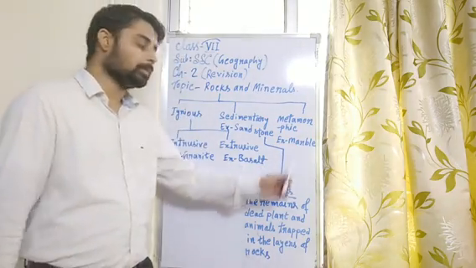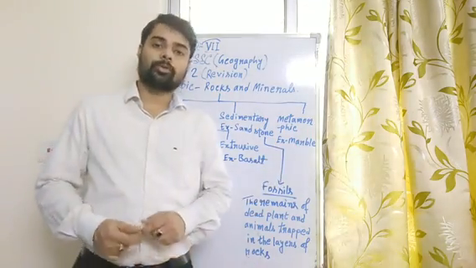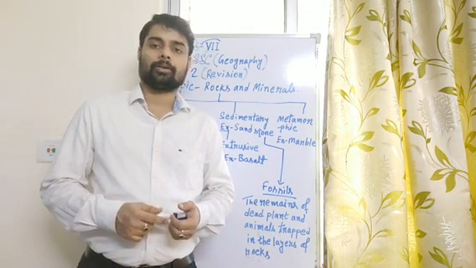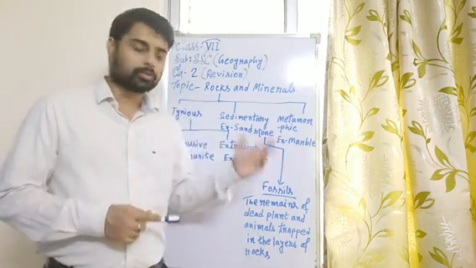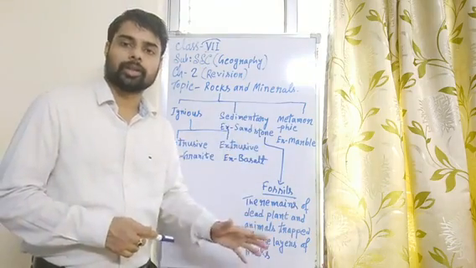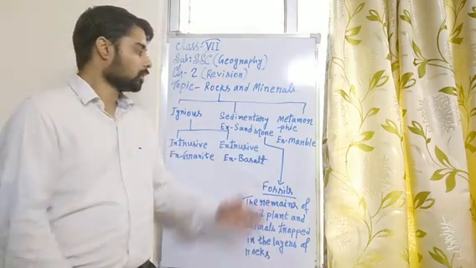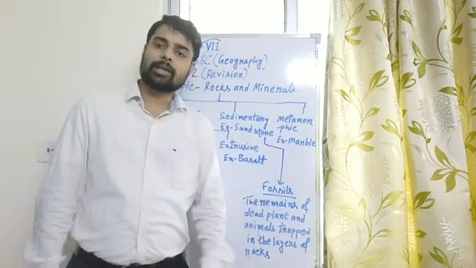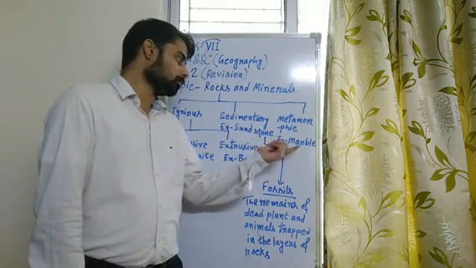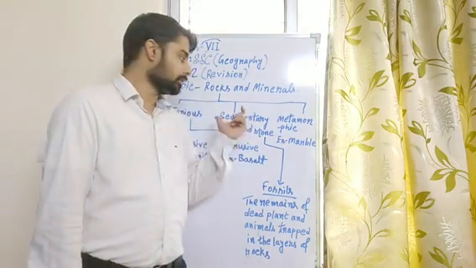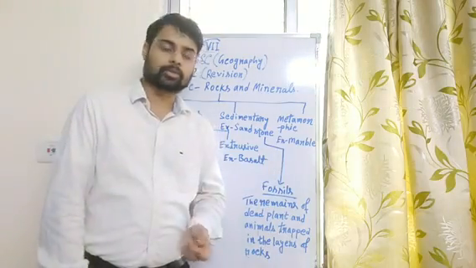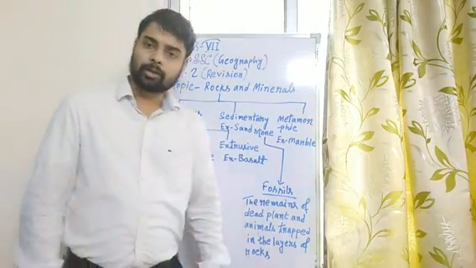The example is marble. Marble is transformed from limestone. Limestone is a sedimentary rock. Limestone turns into marble due to huge pressure and heat under the crust. So this is metamorphic rock. Slate is also a metamorphic rock, made from clay. Clay is also a sedimentary rock. So in this way, clay turns into slate. These are the examples of metamorphic rock.